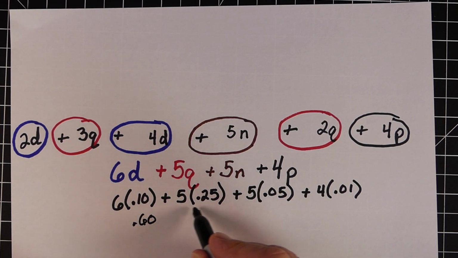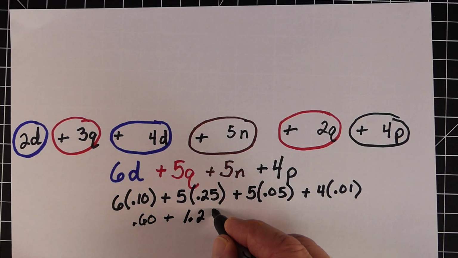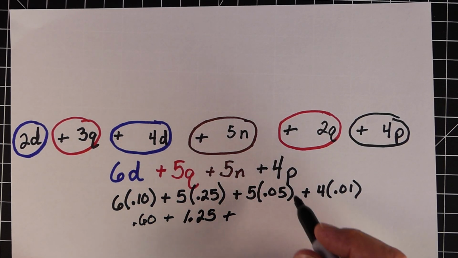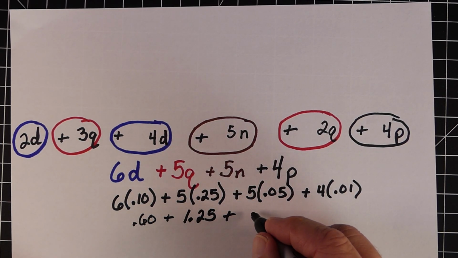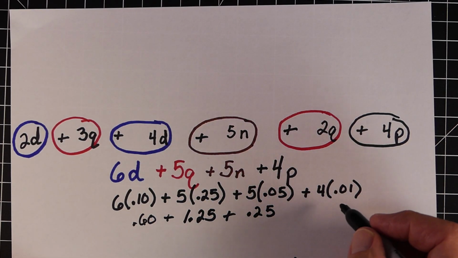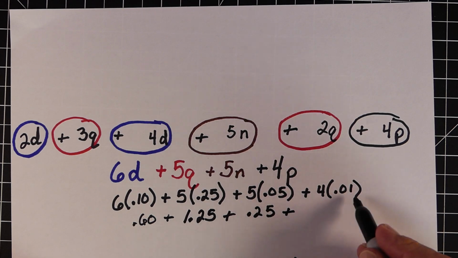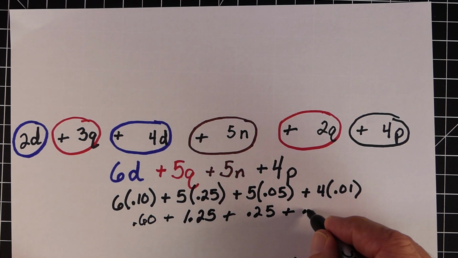So for the dimes, that would be valued at 60 cents. For the quarters, it would be $1.25. For the nickels, it would be 25 cents, so it would just be 0.25. And then finally, for our pennies, it would just be 4 times 1 cent. So it would be 4 cents or 0.04.